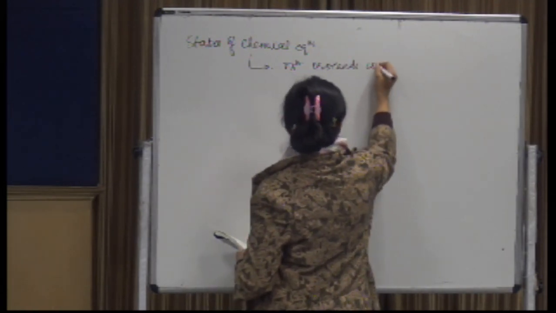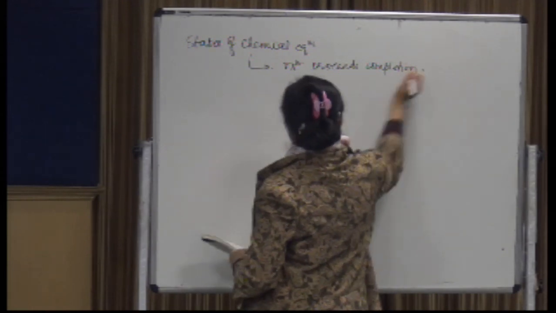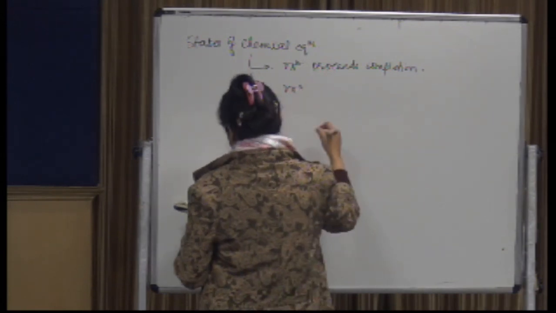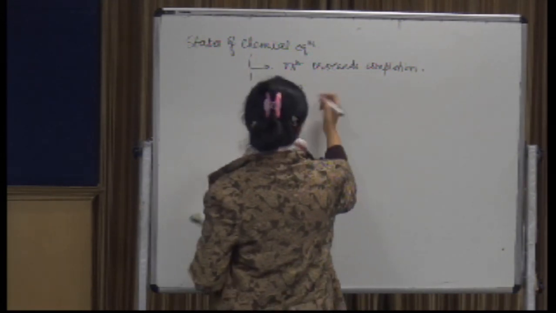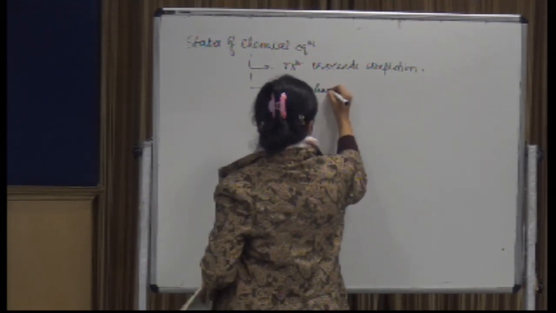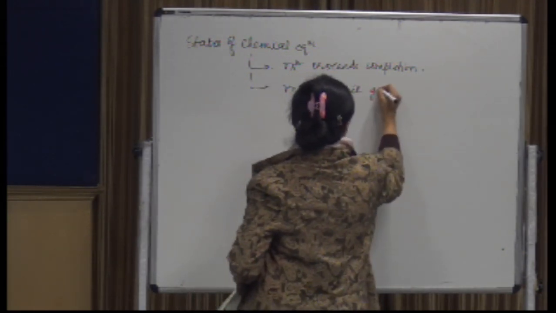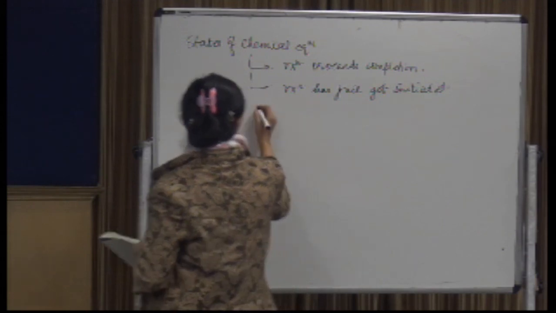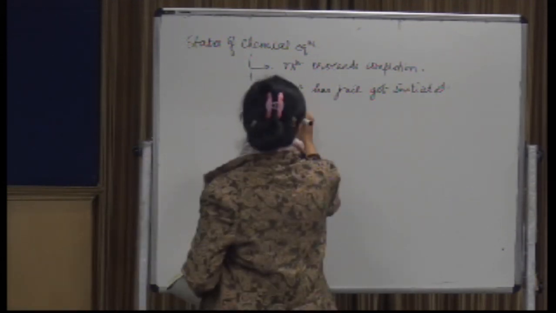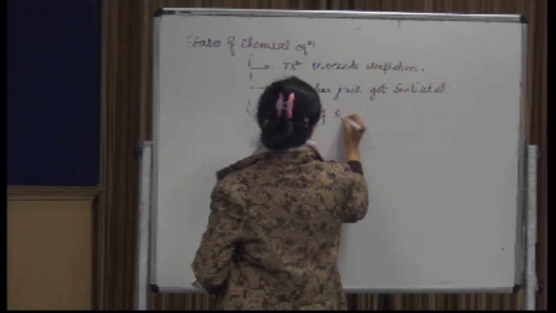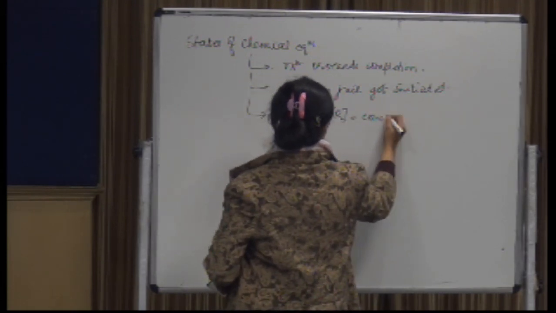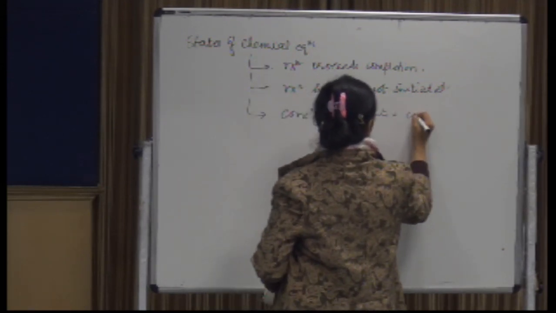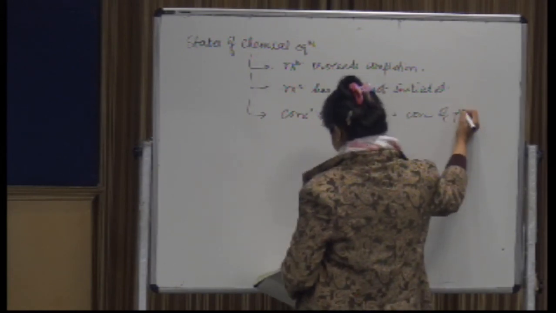Alright, you can just write the three types. One is when your reaction proceeds to completion. The next is when your reaction has just got initiated, in which only a small amount of product is formed. This can be another form. And the other one is in which the concentration of reactants is equal to the concentration of products.